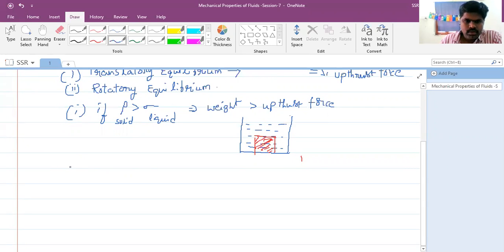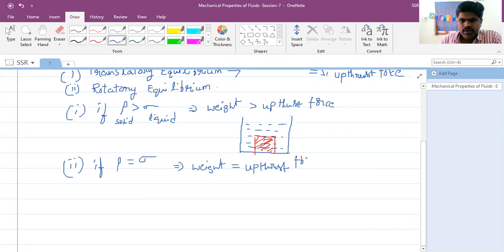Case 2, if rho is equal to sigma, the density of the solid is equal to the density of the liquid. That implies the weight of the body is exactly equal to the upthrust force. Okay. So in that case, the solid body simply floats in the liquid, and how will it float? It floats just inside the liquid. You can imagine it will float like this.